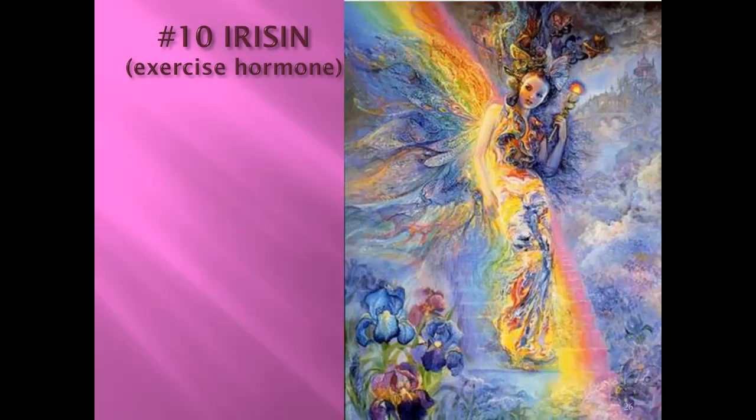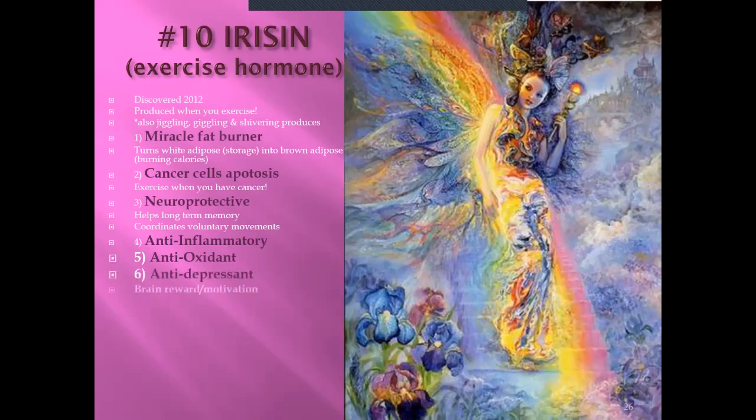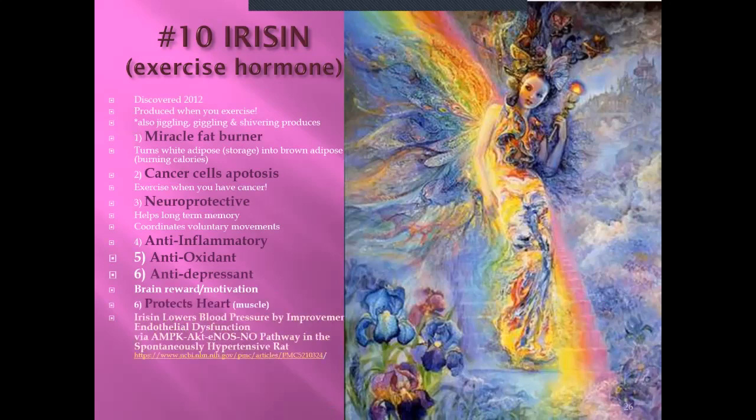Irisin is not a molecule of meditation. It's actually one of the exercise hormones, and it was only discovered about 10 years ago, in 2012. It is produced when you exercise, when you giggle and jiggle and are shivering. It's a miracle fat burner, cancer cell apoptosis, anti-inflammatory. There are actually a couple of exercise molecules that are released that do wonderful stuff.